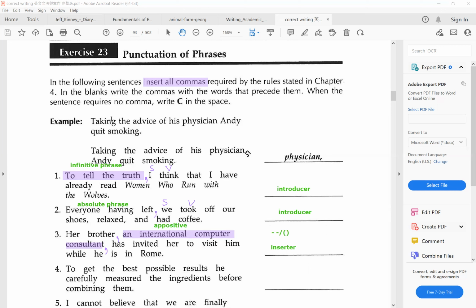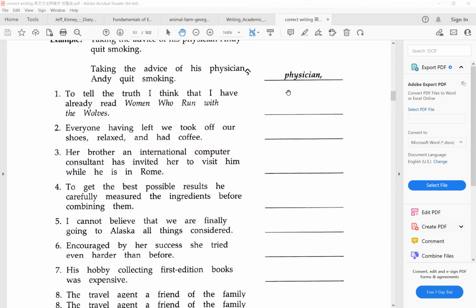Okay? And number 4, to get the best possible results, this is again like number 1, our infinitive phrase before our actual independent clause, he measured. So of course we need to add an introducer comma over here. All right, and let's do a couple more.